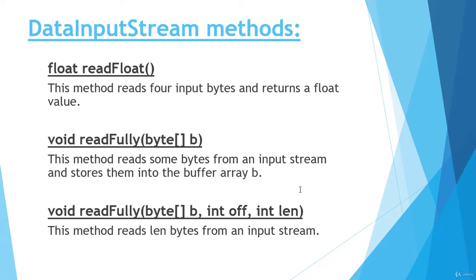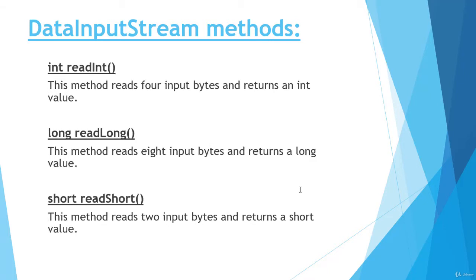Next, we have readFully. This method reads some bytes of data from the input stream and stores them into the buffer array b. So this method is the same as the read method, helping us read some bytes of data and store them in the array of byte type in the buffer. Next, we have the overloaded version of the readFully method. This method reads len bytes from the input stream. Next, we have the readInt method. This method reads 4 input bytes and returns an integer value.